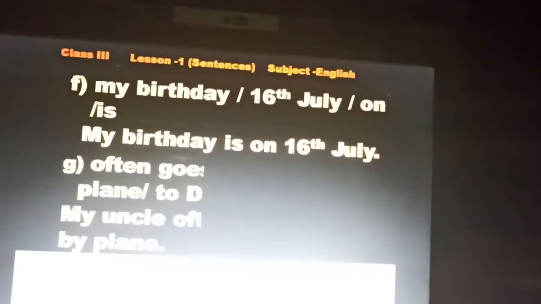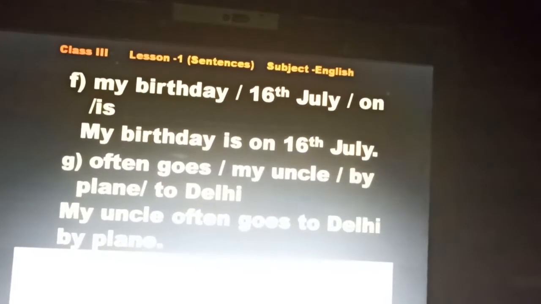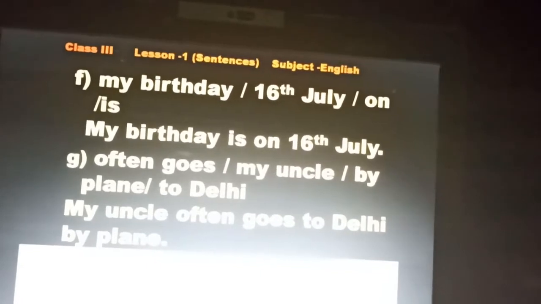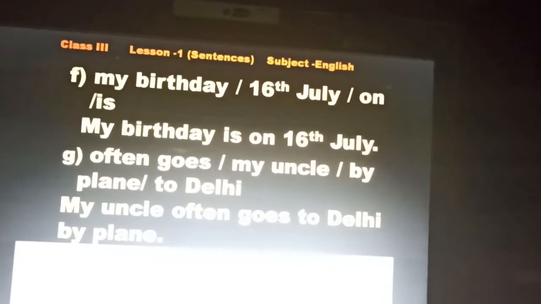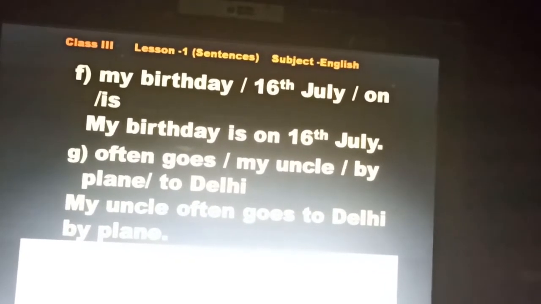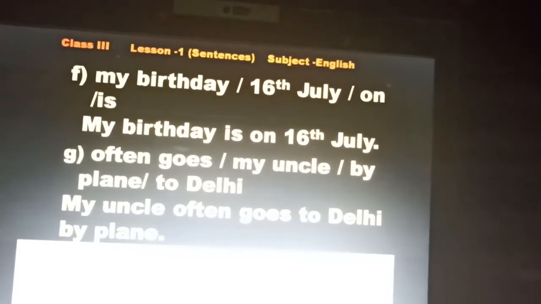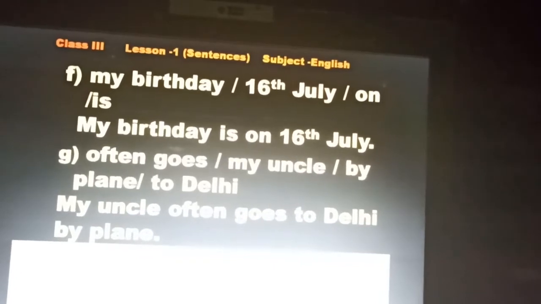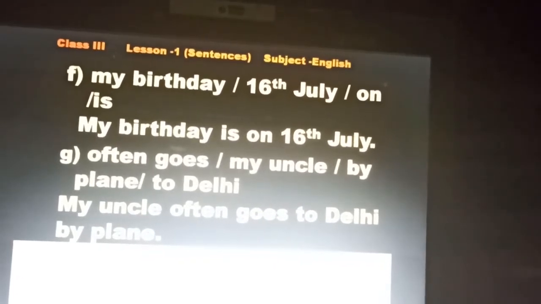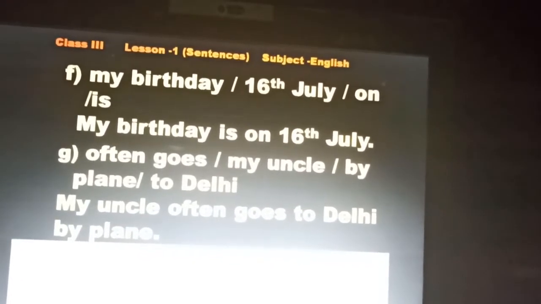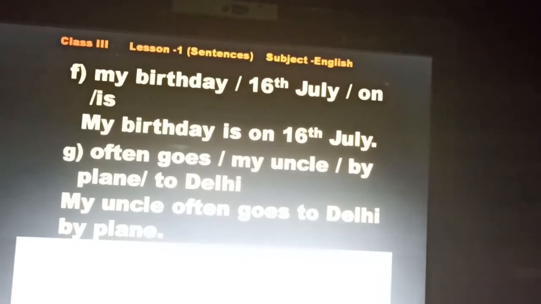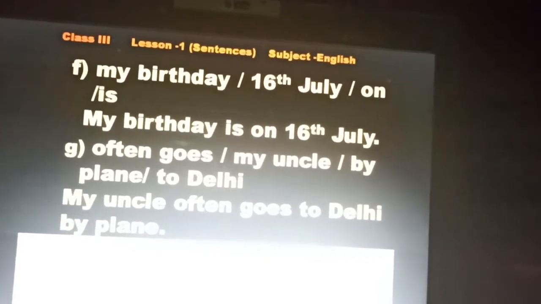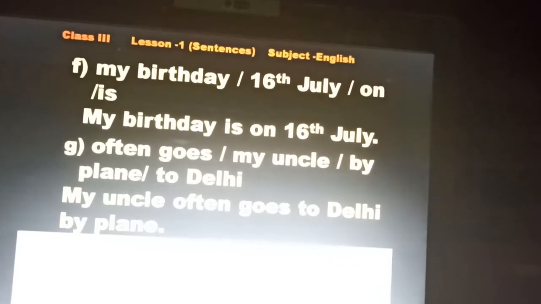G part: often goes my uncle by plane to Delhi. The correct sentence is: My uncle often goes to Delhi by plane. So I hope all of you have completed your homework and your sentences are correct.